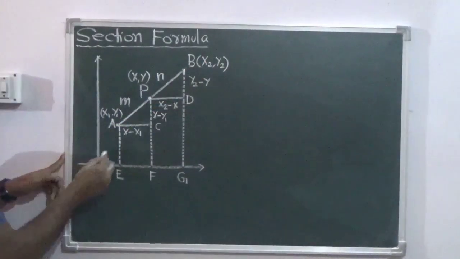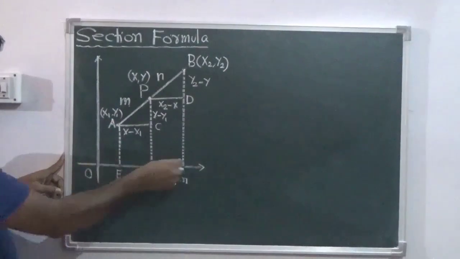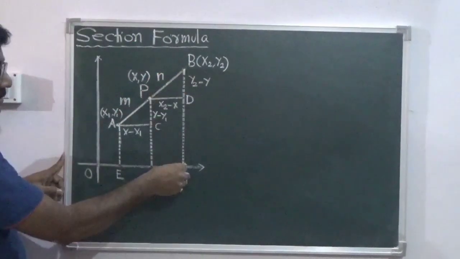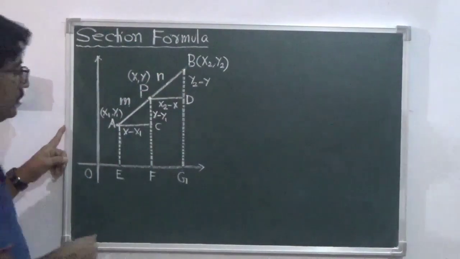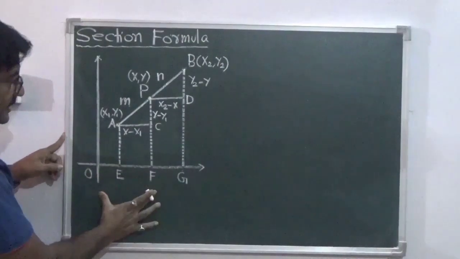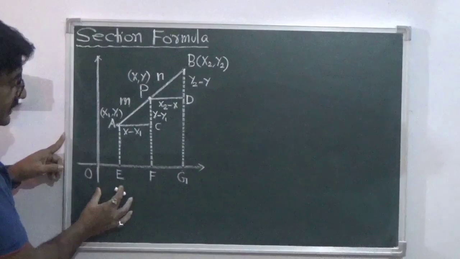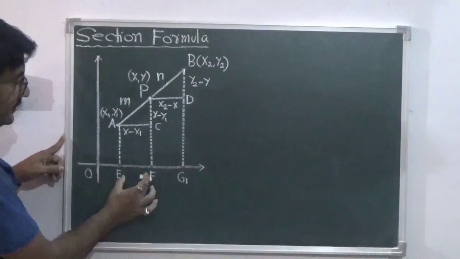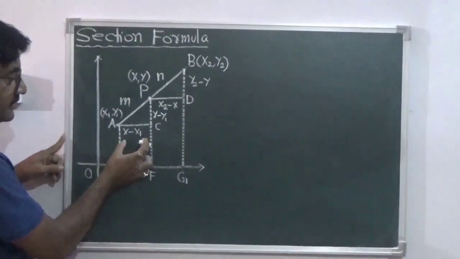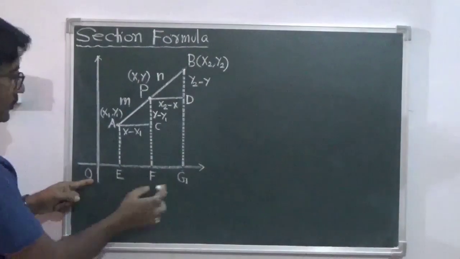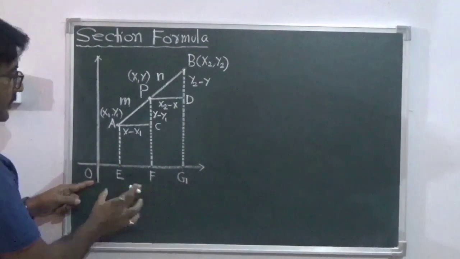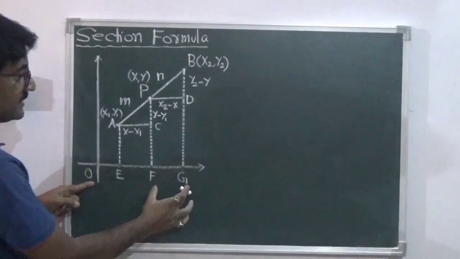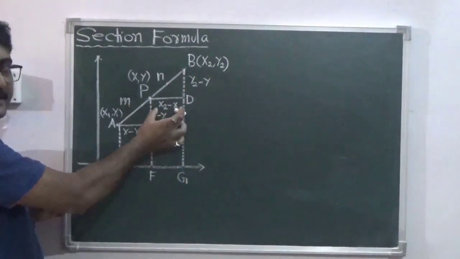Okay, so now we draw perpendiculars from point A on the x-axis. So AE is perpendicular, similarly PF is perpendicular, and BG is drawn perpendicular on the x-axis. We have here EF, this part is x, this part is x1. So the length EF is x minus x1. EF and AC are equal, so AC equals x minus x1. Similarly, from O to G it is x2, and from O to F it is x. So this part FG is x2 minus x. So PD is x2 minus x.